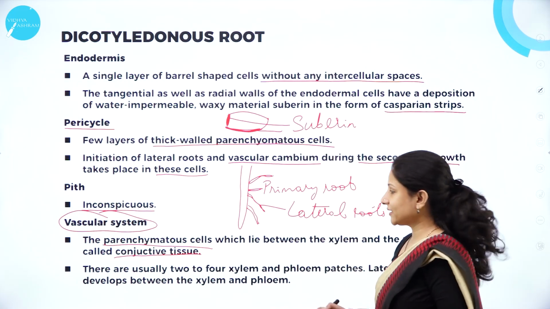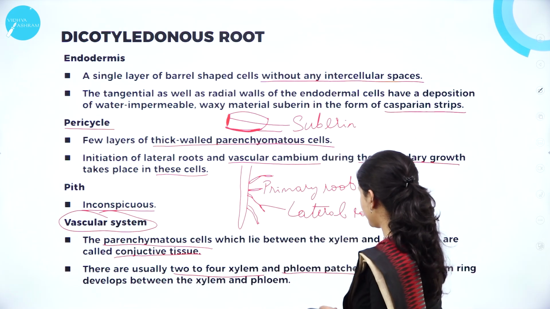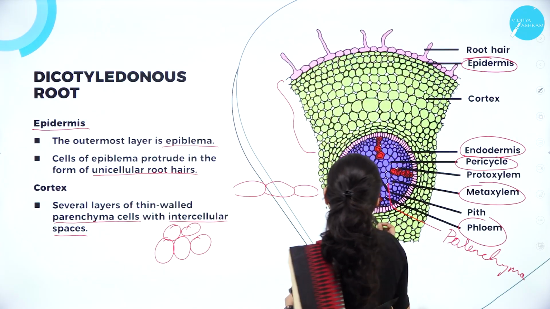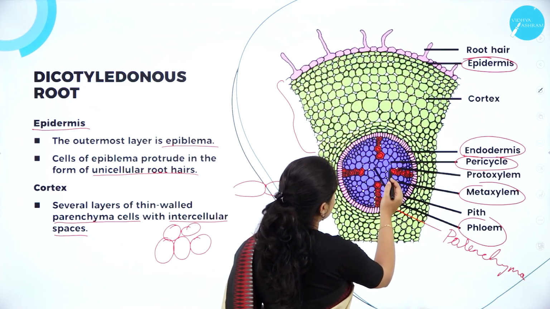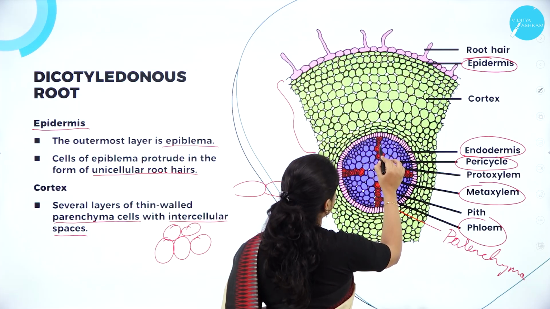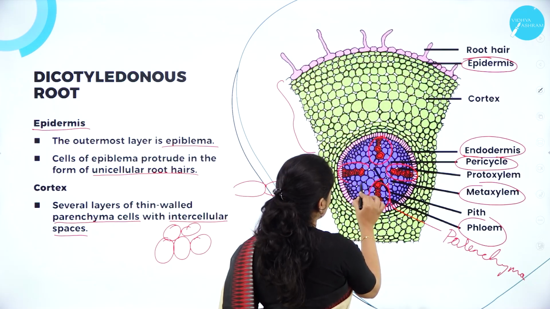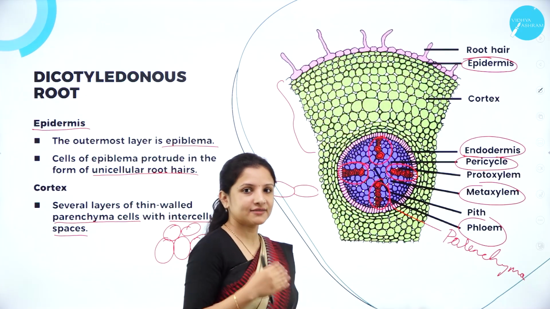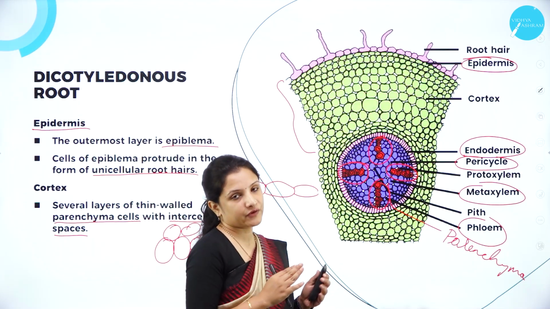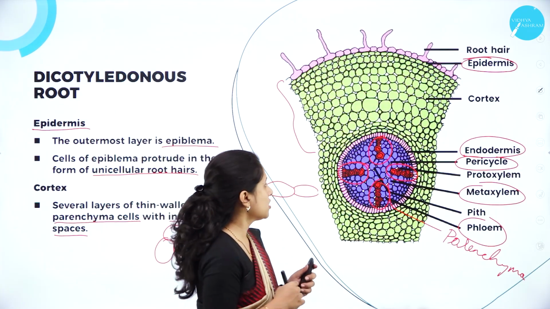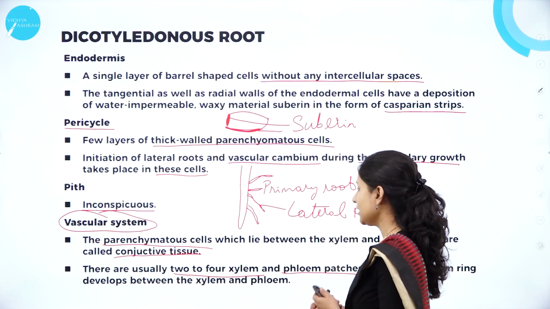Next, usually a dicotyledonous root will have 2 to 4 xylem and phloem patches. If you can see here, we'll talk about the xylem. How many xylem patches do they have? Xylem patches is 1 here, 2, 3 and 4. So they usually have 4 xylem and therefore 4 phloem patches. This is one of the characteristic features of dicot root. How many xylem and phloem? 4 patches of xylem and phloem they will have.